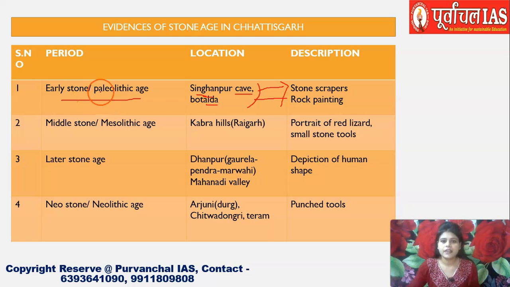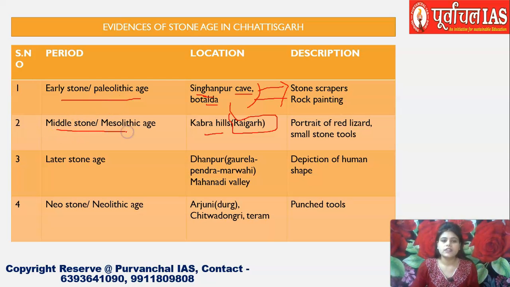Okay, so this is Paleolithic, and we find the evidence from Singhanpur Cave, Botalda, and we also find it from some other places. All the places are mainly located in Raigarh. We do get evidences from the Mahanadi Valley. We have Kabra Pahad, this Kabra Hill, where we get evidences from the Paleolithic age also. We also have Son Barsa, Gidha. So mainly the Raigarh district, which is located in the eastern side of the state, we get the evidences of the Stone Age.